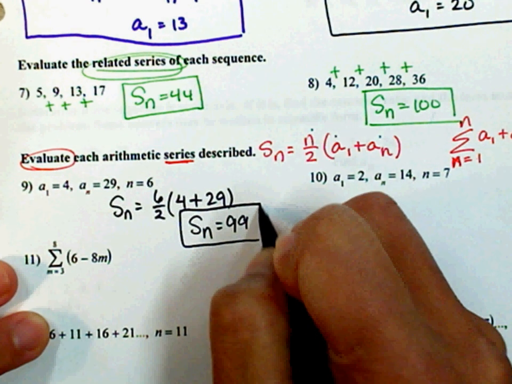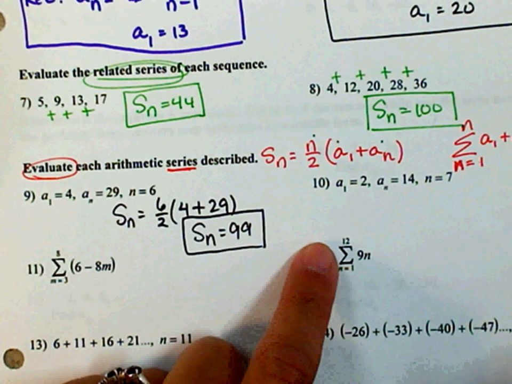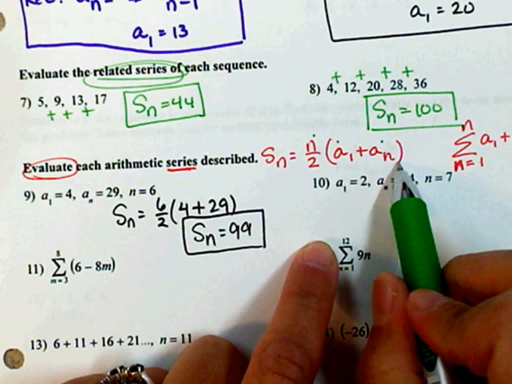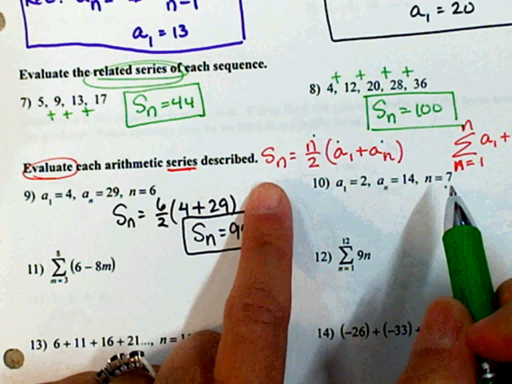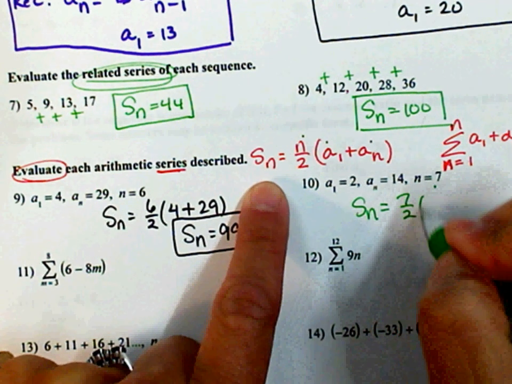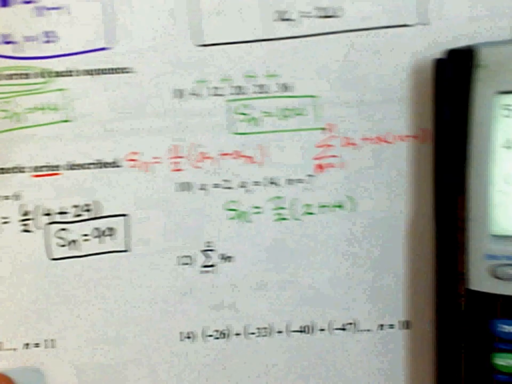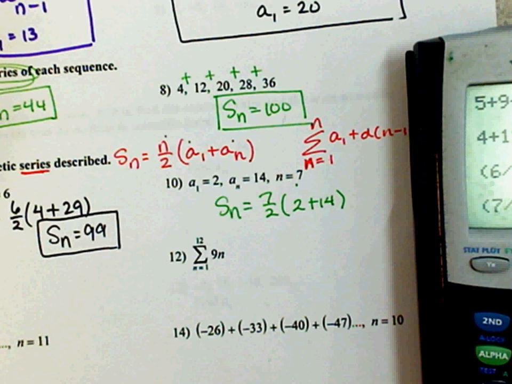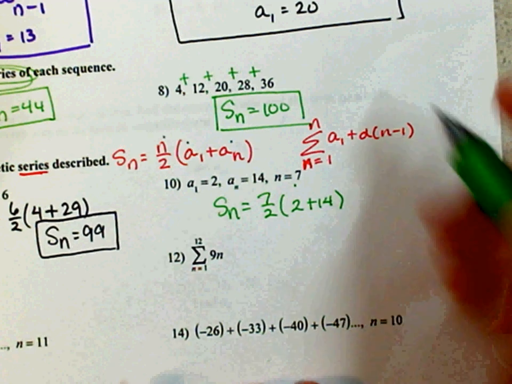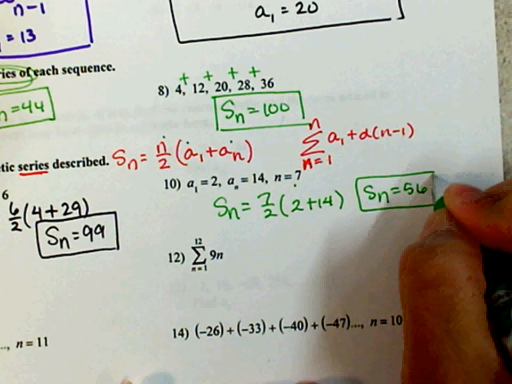Okay. All righty. Let's go ahead and do number 10. I got my first term. I got my last term. I know my n. I'm going to use this formula right here. So S sub n equals 7 divided by 2. 2 plus 14. First and last. Calculator. Parentheses 7 divided by 2 times 2 plus 14. Comes out to be 56. So S sub n is equal to 56. Make sure you label.